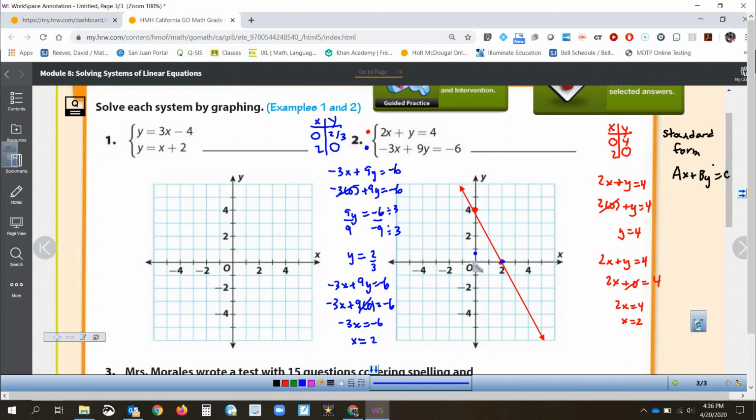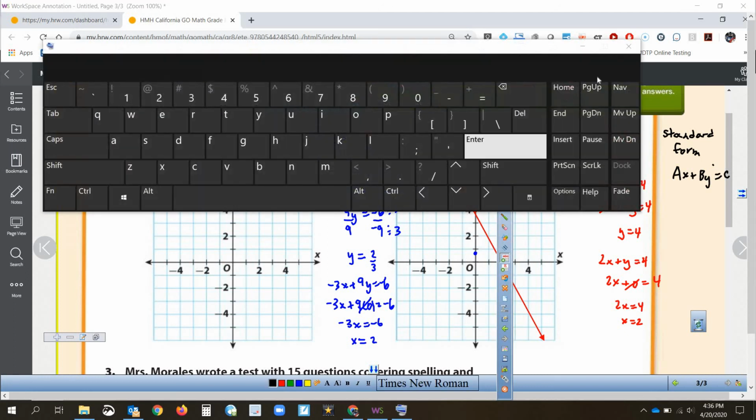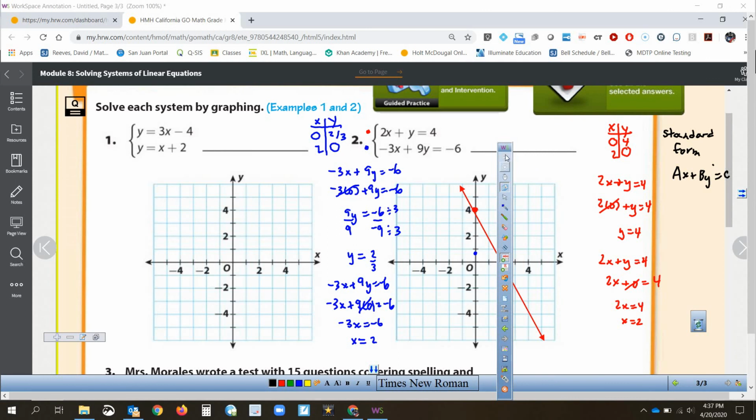So 2, 0. When x is 2, y is 0. Or when y is 0, here's my y-axis. When y is 0, x is 2. And what's nice about that is that actually is the solution as well. Again, it would be nice to have more than 2 points. And if we wanted to work a little harder, we can get them. But since the point was to get the point of intersection and we got the point of intersection, we're good.